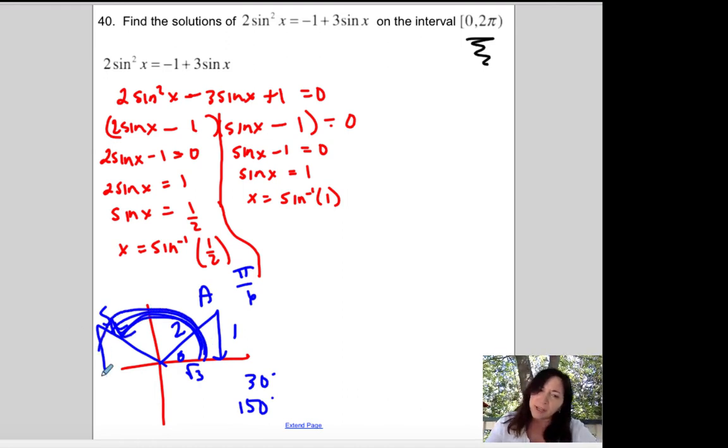If from here to here is 1 pi, and we're 1/6 short, therefore from here to here has to be 5/6. So this is pi over 6 and 5 pi over 6.